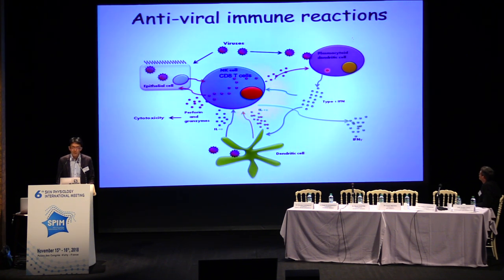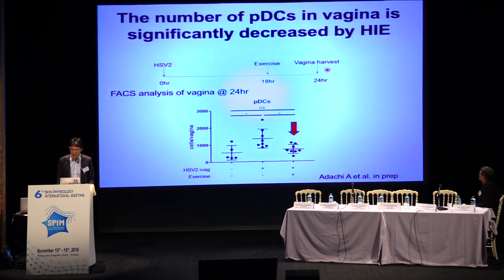So we checked the number of plasmacytoid dendritic cells in the vagina of the mice after HSV virus infection and after high intense exercise, and we found that after exercise, the number of plasmacytoid dendritic cells in the vaginal area decreased. This suggests that PDC cannot go into the virus infection site. And then, why?